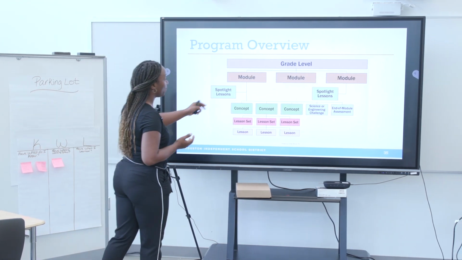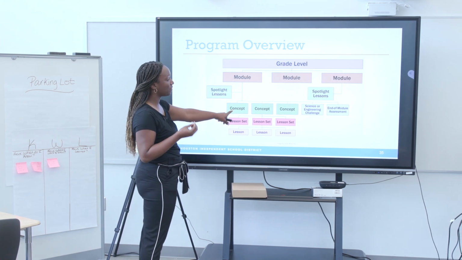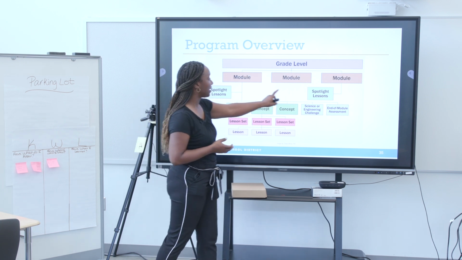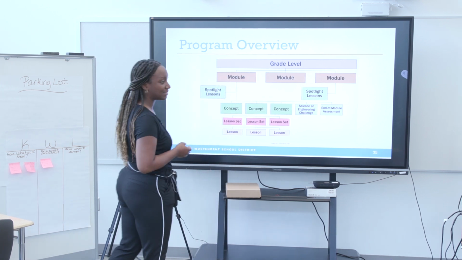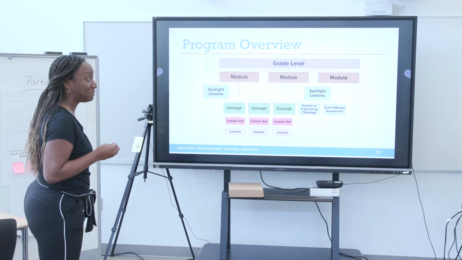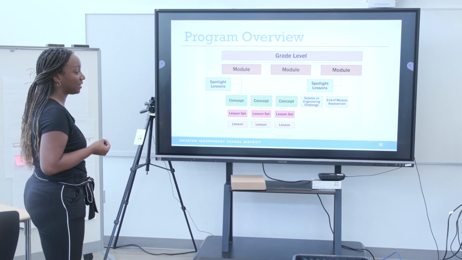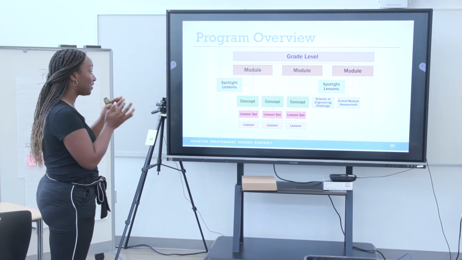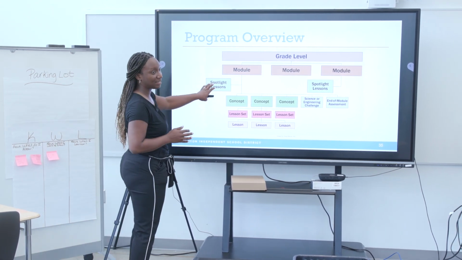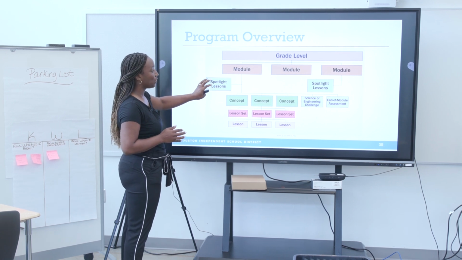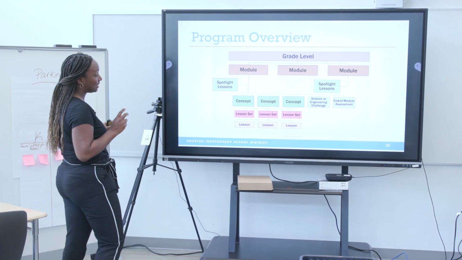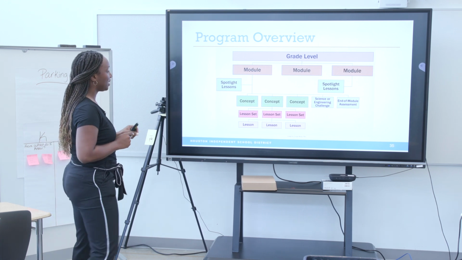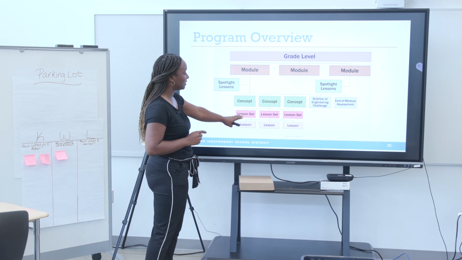Keep in mind, when we look at one module in particular, there are several lessons that are going to take place within that module. If you notice on the far right and left, there are some spotlight lessons. These spotlight lessons do not need to be skipped. In fact, they need to be taught with fidelity because there are standards tied in that are found only in the spotlight lessons. We'll talk about how a spotlight lesson looks in 3rd grade so you can get familiar with what it entails. And then, of course, we break it down into our lesson set and our lesson.